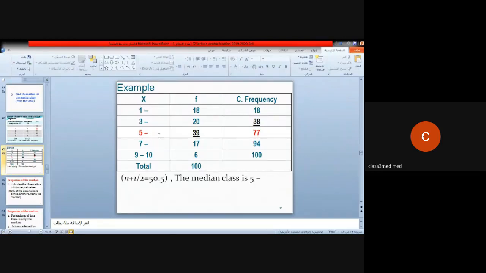For continuous quantitative data, what is required from you is to locate only the median class. There is a specific formula to calculate the exact value of the median, but it is not required from you. So you just find out the median class. You will say that the median class is 5 to less than 7, which means that the median is somewhere between 5 and less than 7. But there is a formula to calculate the exact value in the PDF lecture which I sent. It is present, but you are not required to remember it or use it.